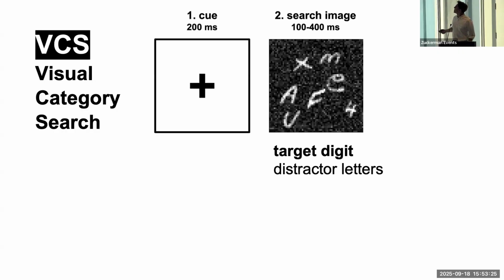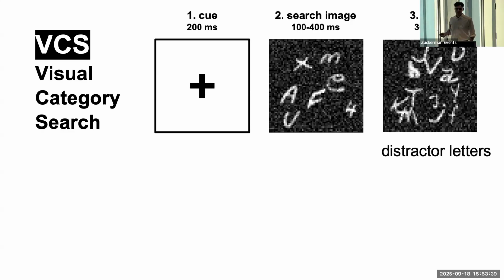So to test our model, we implemented this novel visual category search task. On each human behavioral trial, participants see this search image for 100 to 400 milliseconds. There's always one and only one target digit. Here is a 4 and a bunch of distractor letters. Then we flash a mask with just distractor letters to terminate recurrent processing and flush iconic memory.